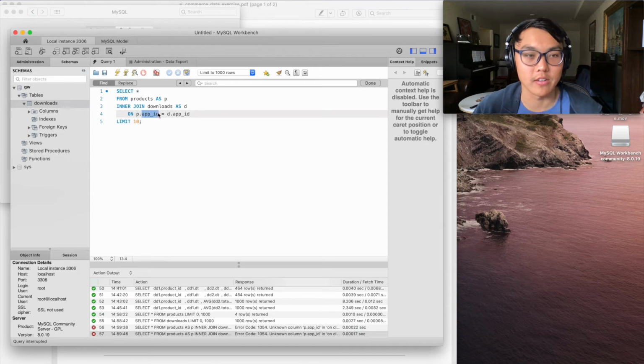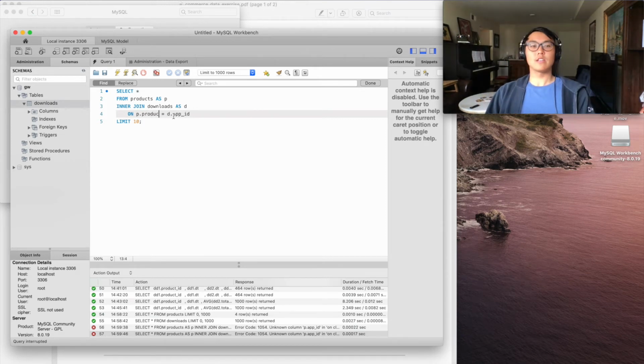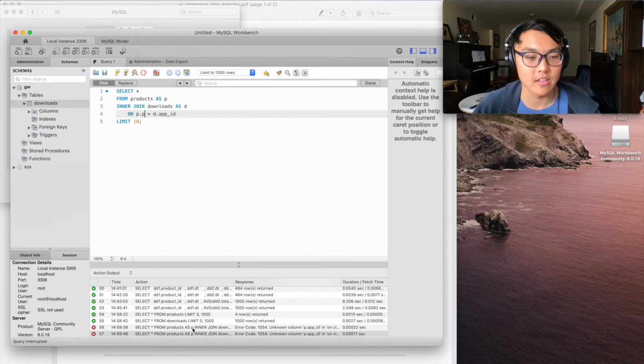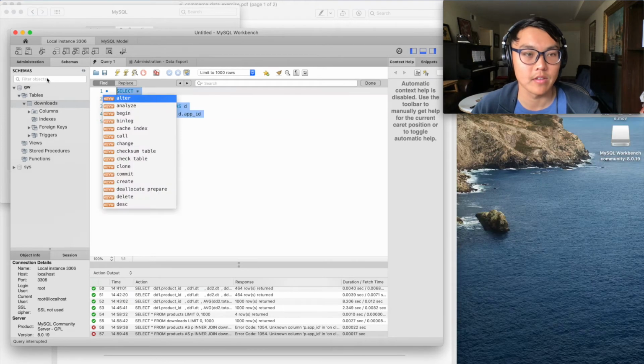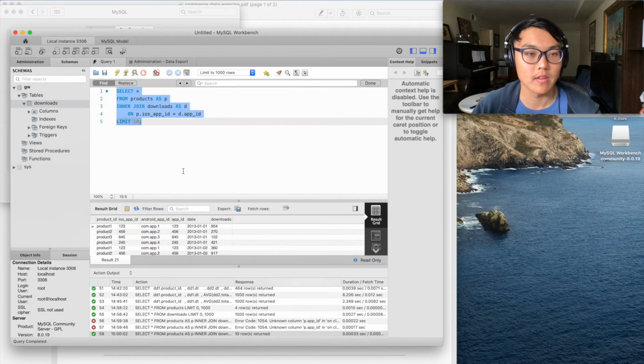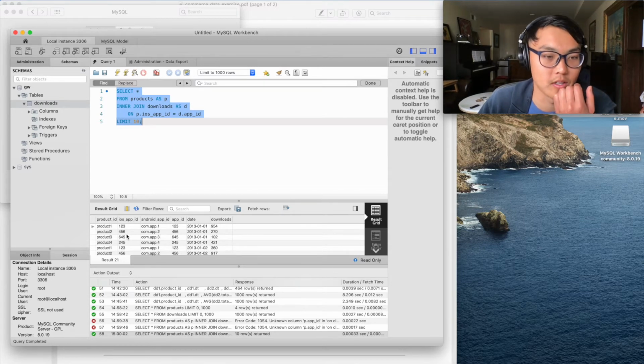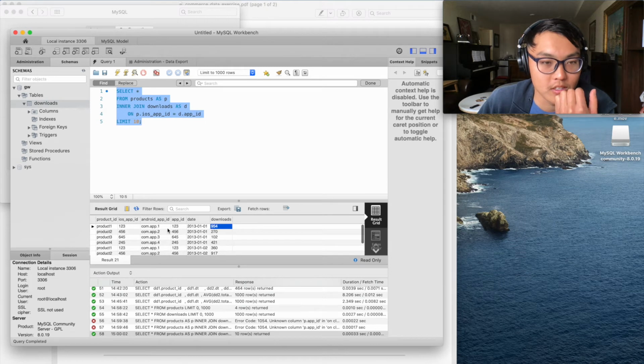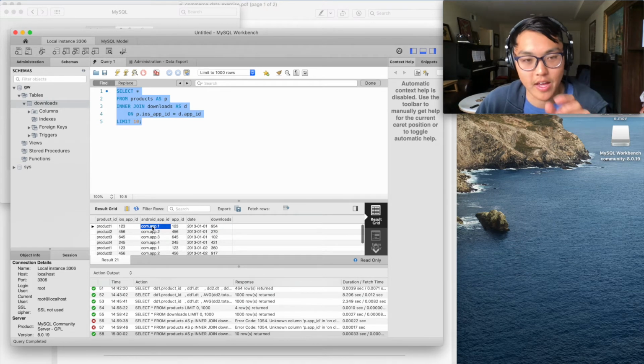P dot, oh, I don't have the product ID. Oh, okay, so if I look back at here, this is actually going to be iOS app ID, right? Given the fact that the products table has two columns, an iOS app ID and an Android app ID. Okay, cool. So this doesn't help us too much because what we need is also the Android app ID if it exists, right? And so this only gives us the iOS downloads.